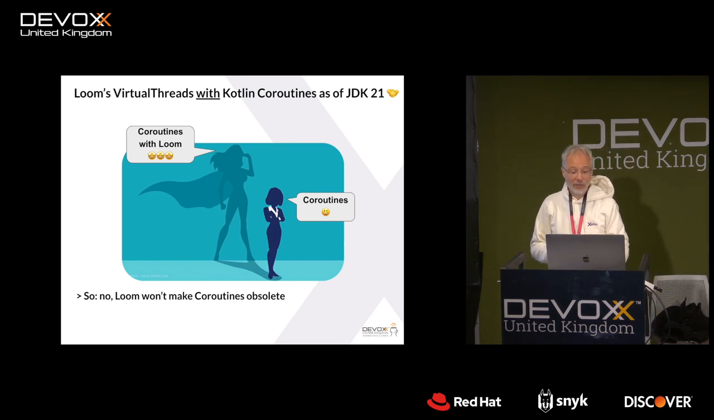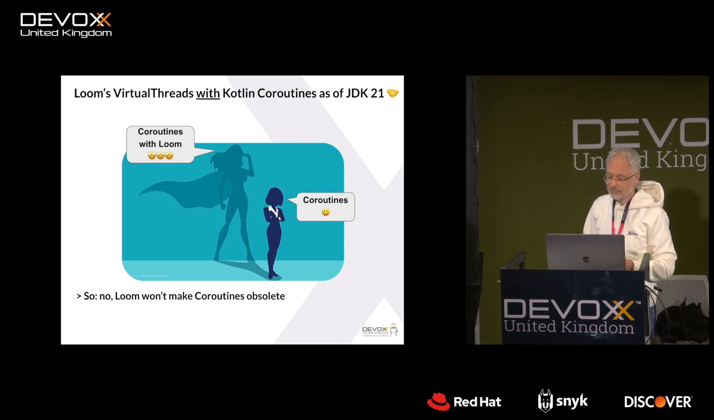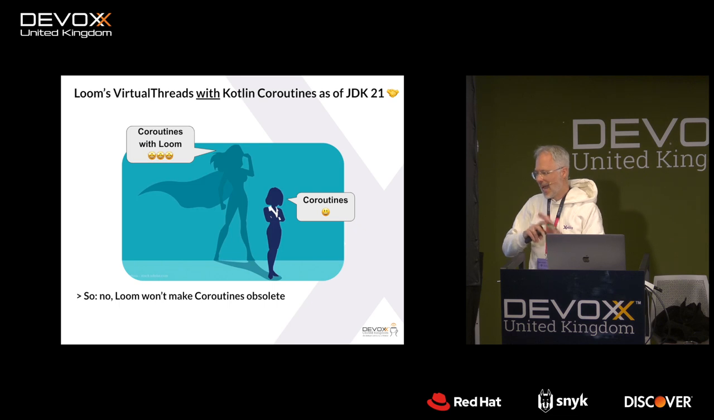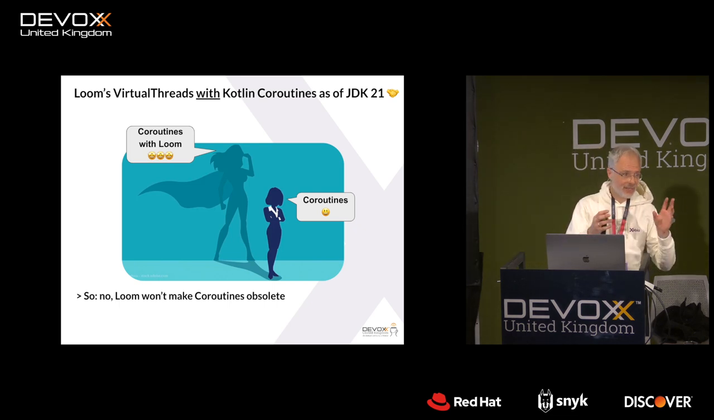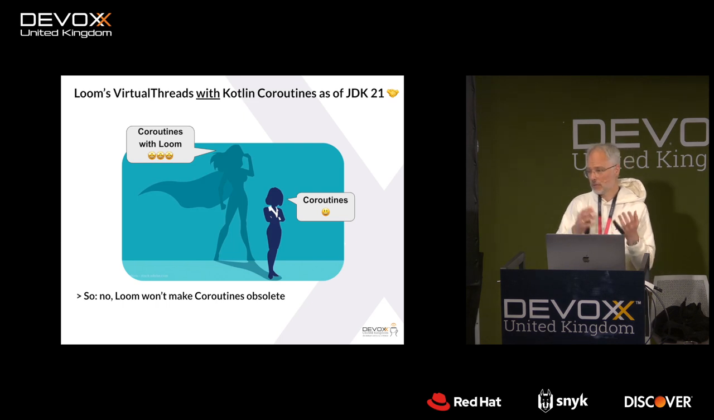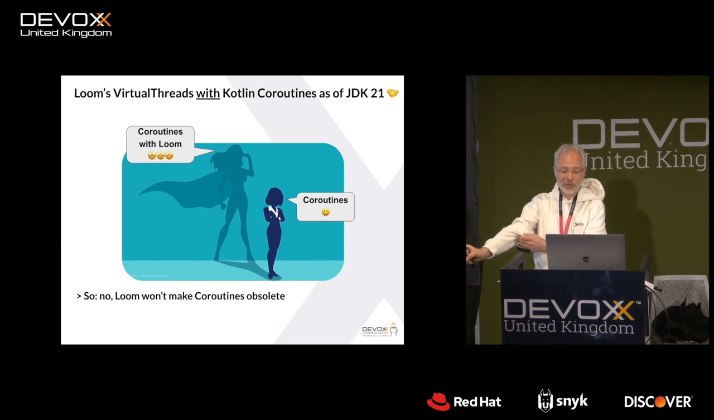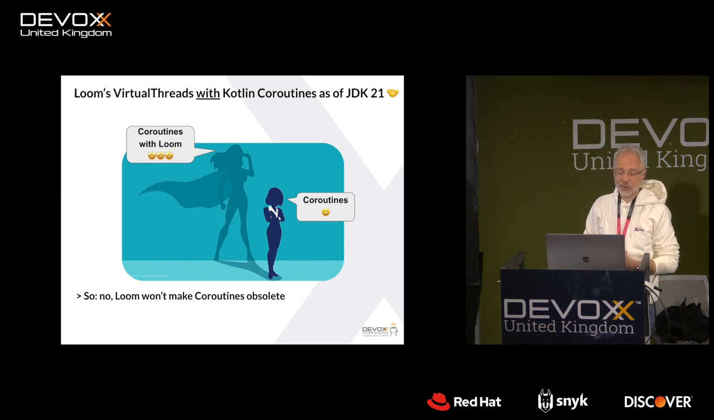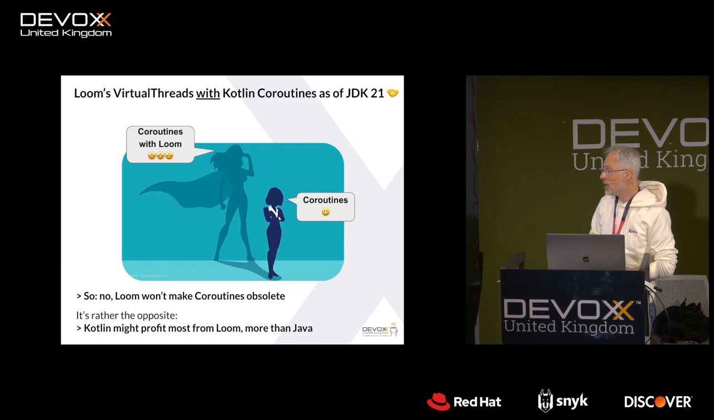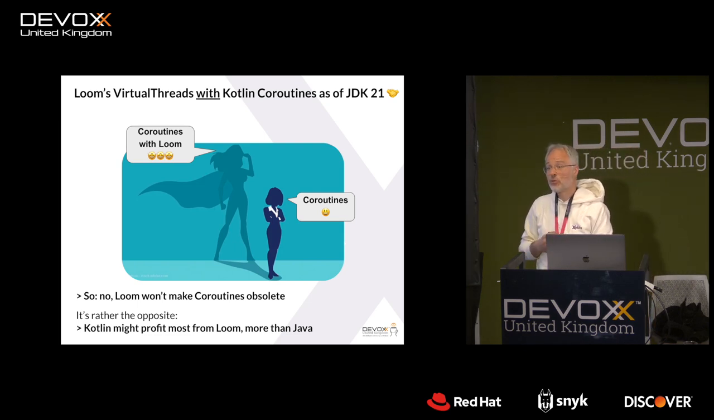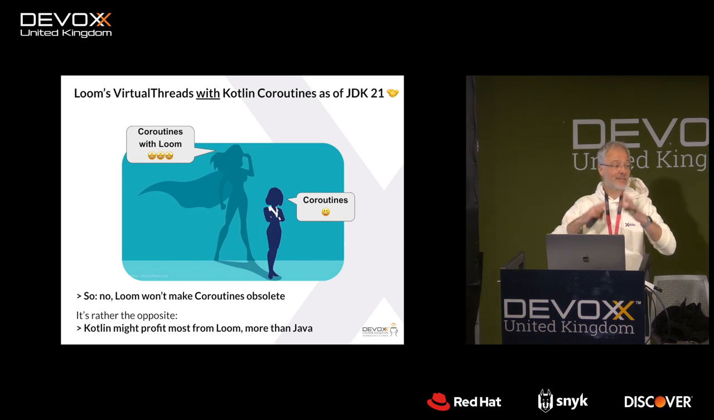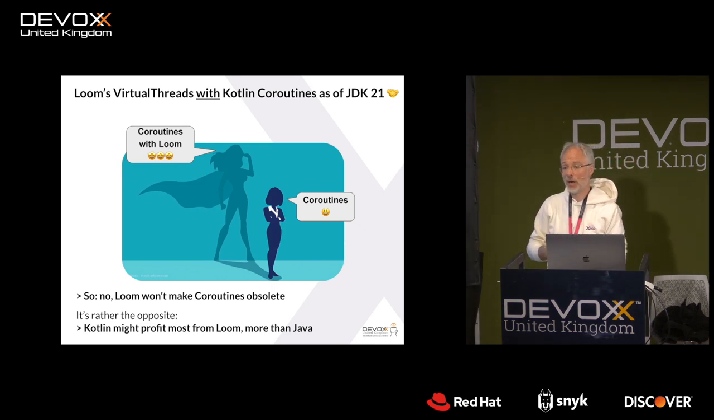So the conclusion of my talk would be that Loom will definitely not make coroutines obsolete. Coroutines can't be obsolete anyway, because on Android and also Kotlin Native, this is the standard way of doing concurrent programming. So they definitely will not be removed from Kotlin. But for backend development, which is what you're focusing on here, coroutines could definitely be a real winning team together with Loom. I even think, looking at all the examples, that Kotlin might profit most from Loom, because it has coroutines, which have additional features, language shortcuts to make Loom more bearable. So this is what I promise: for Kotlin, the future is bright.